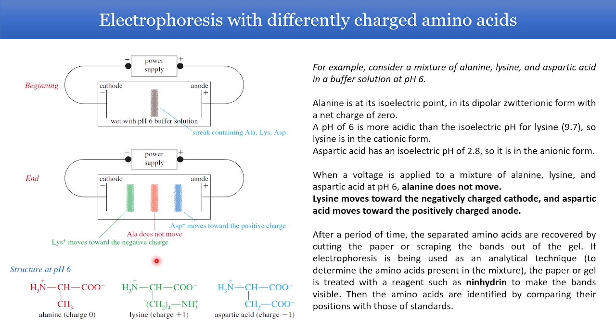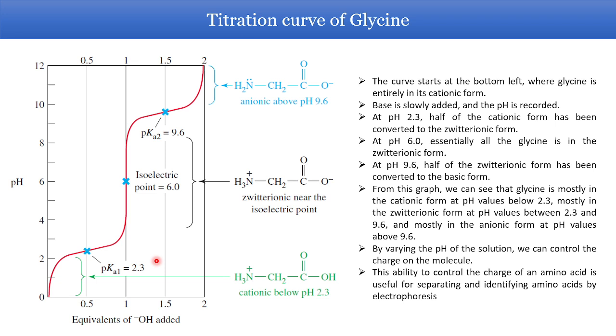When the pH is greater than pI, it is negatively charged, and when the pH is less than pI, it is positively charged. So from here we can understand the titration curve of glycine. The curve starts at the bottom left, where the glycine is entirely cationic in nature.